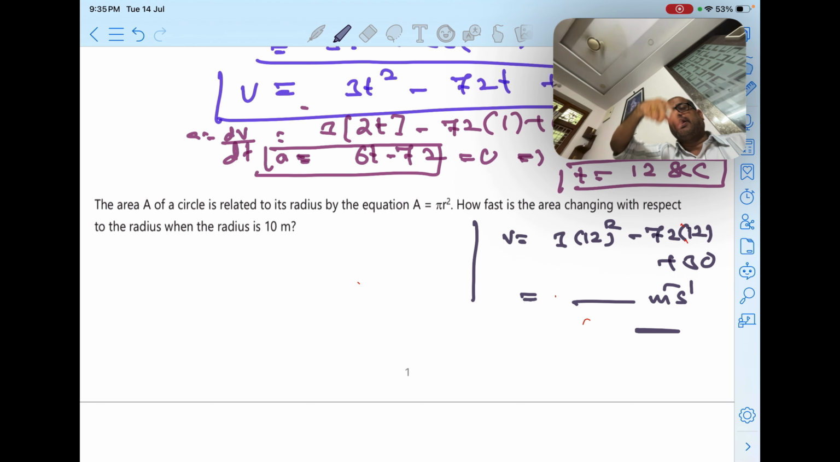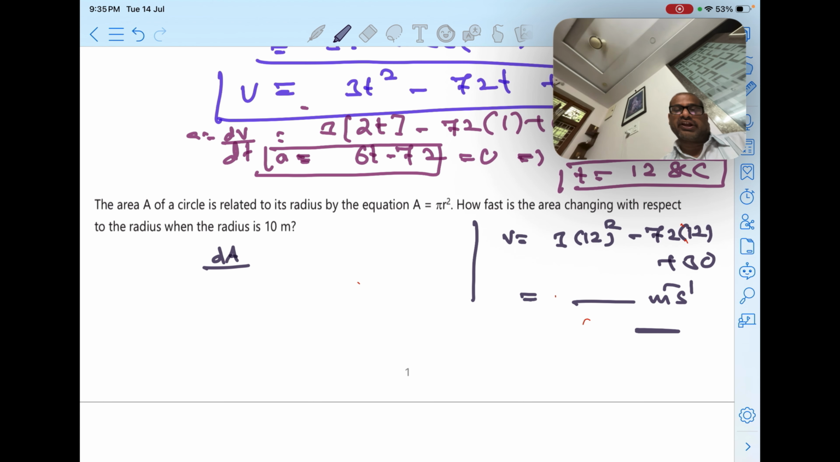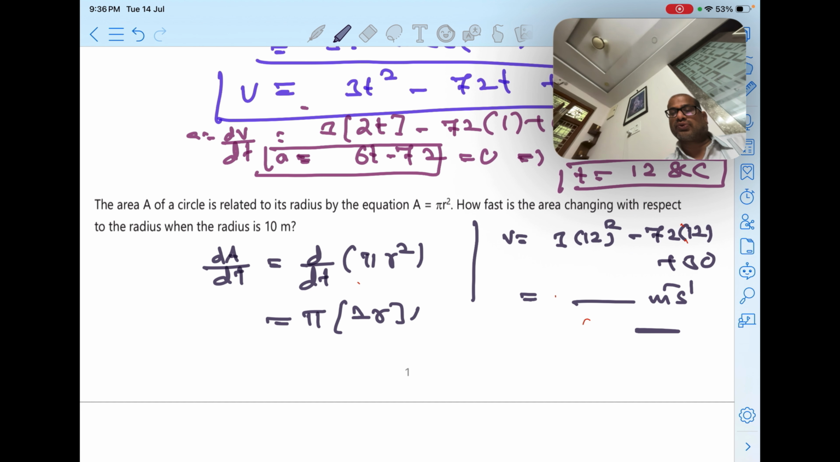So when radius is changing, when radius increases, area increases. When radius decreases, area decreases. The rate at which area is changing, dA by dt, is equal to d by dt of pi r square, how much? Pi is constant. d by dt of r square is 2r into dr by dt.